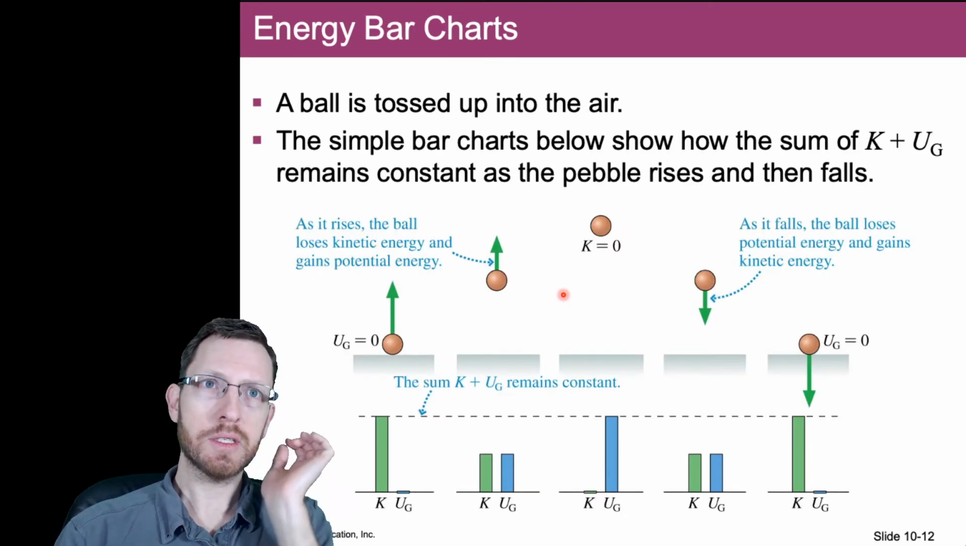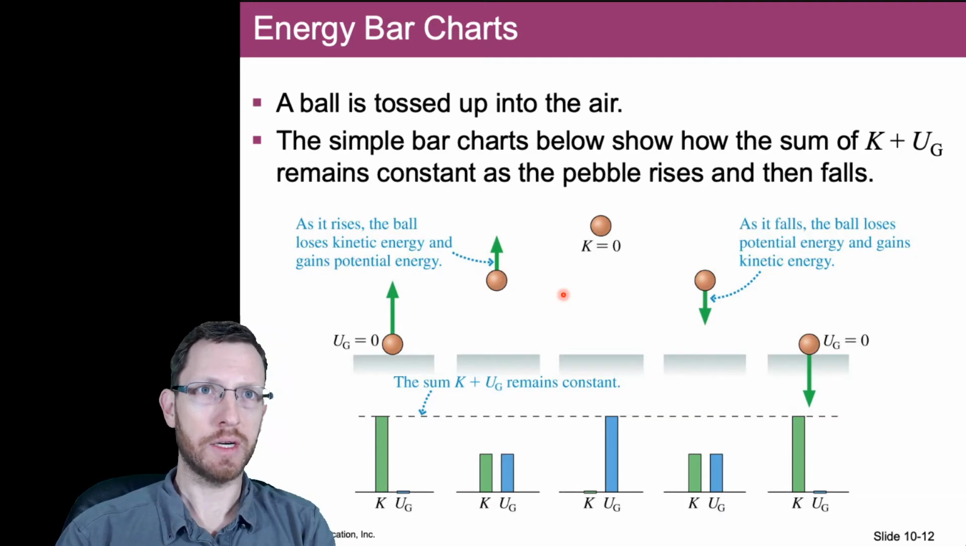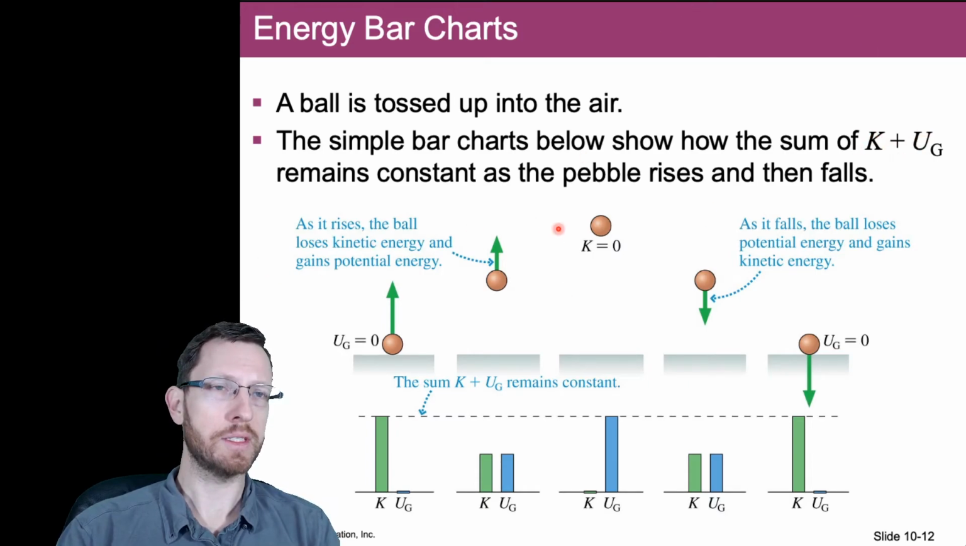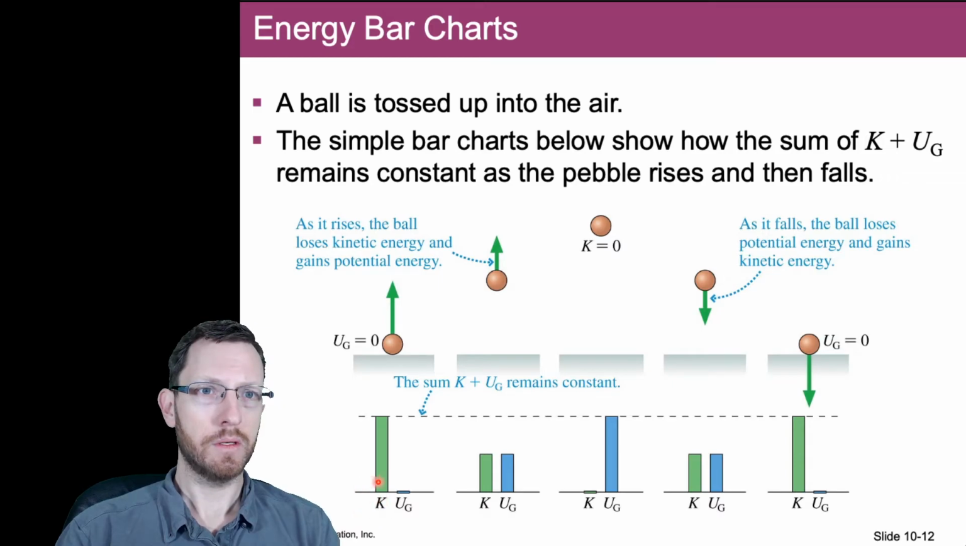So let's think about this idea. If I have a ball that's tossed up in the air, this simple bar chart below shows how the sum of kinetic energy and potential energy remains constant as the pebble rises and then falls. Okay. So here initially I have the ball pointing upwards.